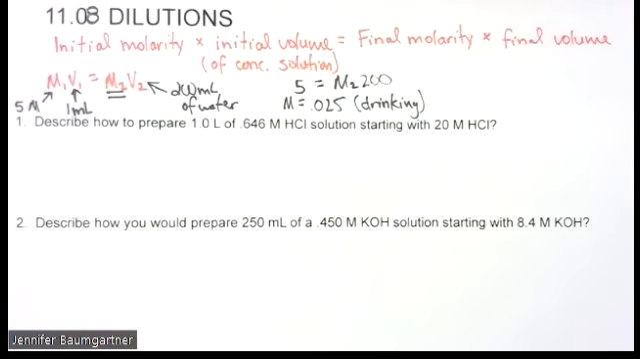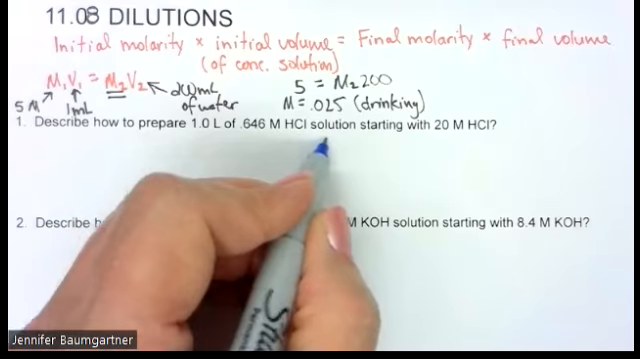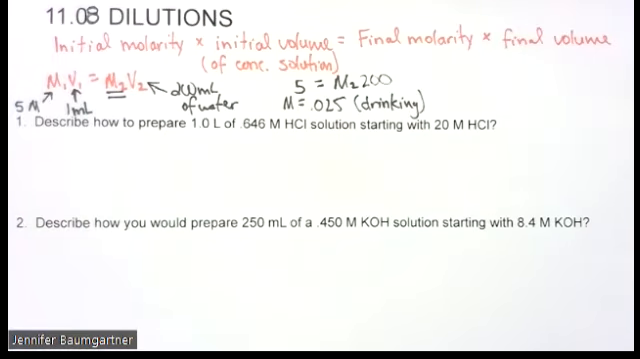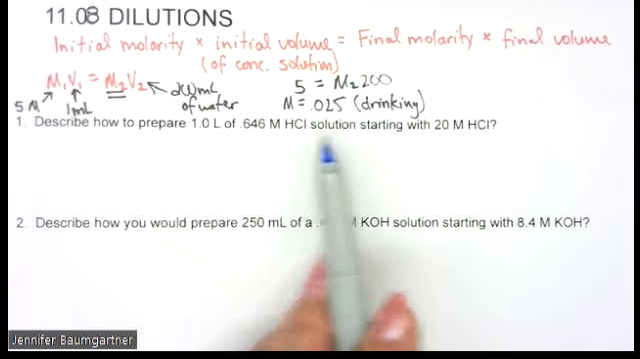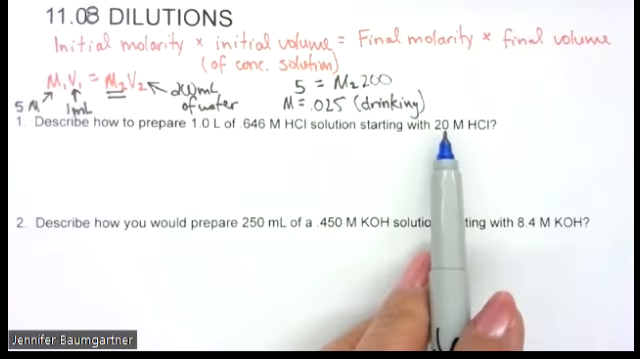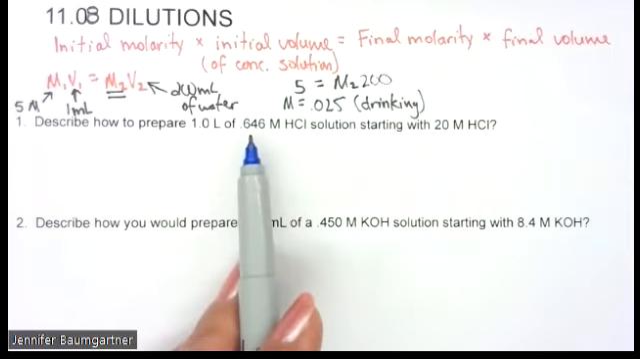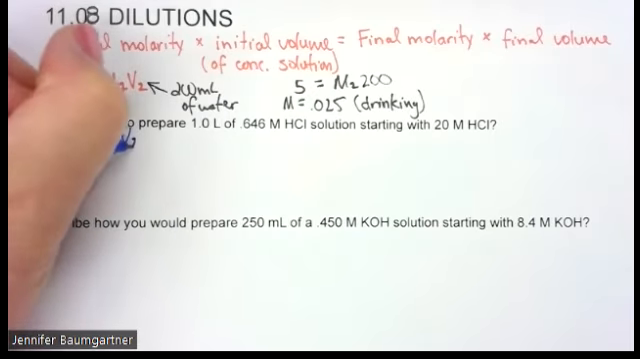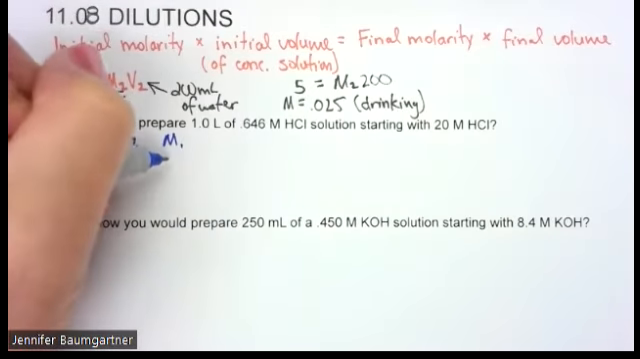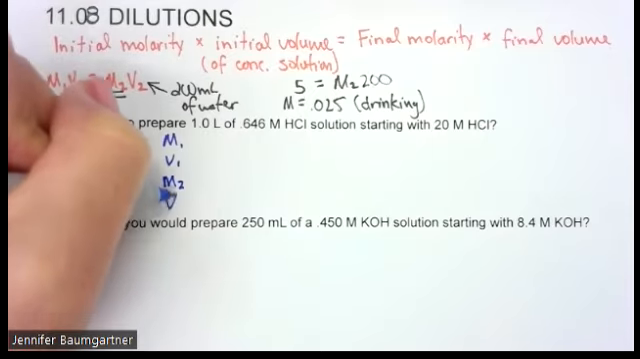All right, let's look at something that is not drinkable, and that would be hydrochloric acid. Describe how to prepare 1 liter of 0.646 molar hydrochloric acid solution, starting with 20 molar hydrochloric acid. Right away, this is 20 molar, and this is 0.646. That tells you that I'm going to have to take this really concentrated hydrochloric acid and dilute it to form 0.646 molar. My equation is M1 V1 equals M2 V2, so I need M1, I need V1, I need M2, and I need V2.